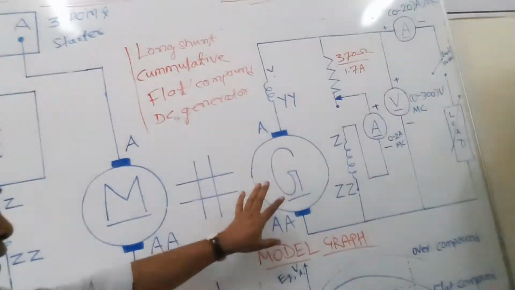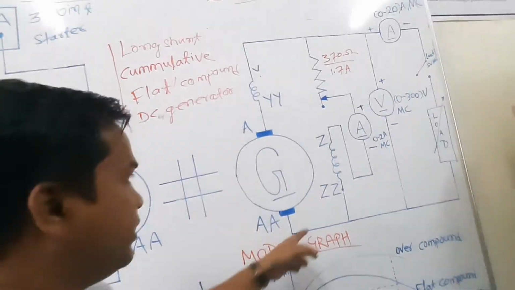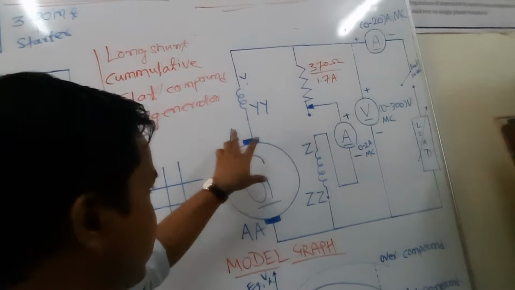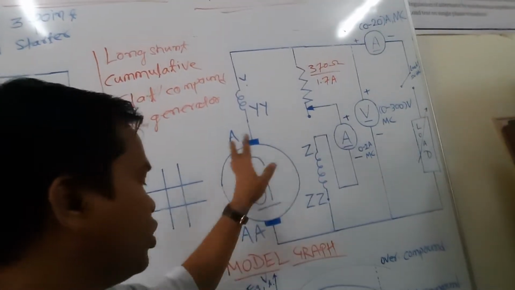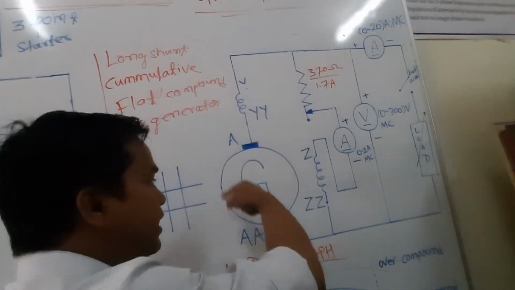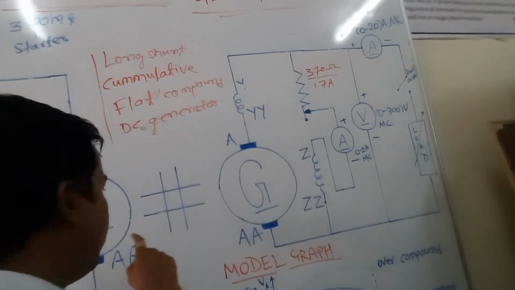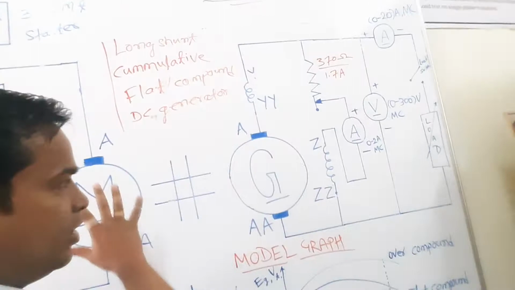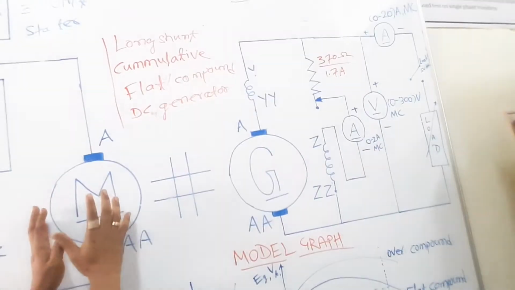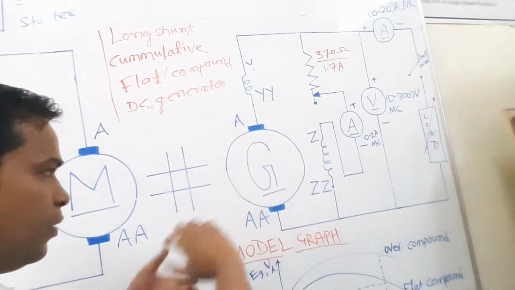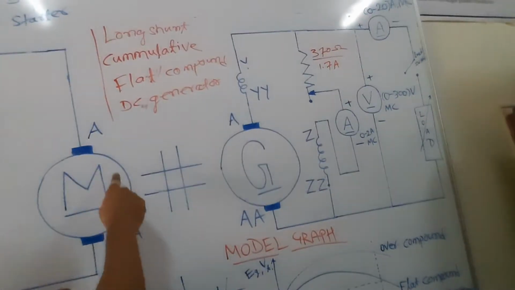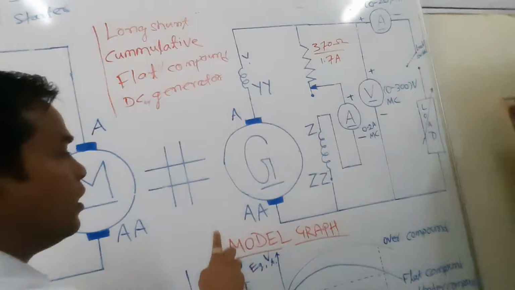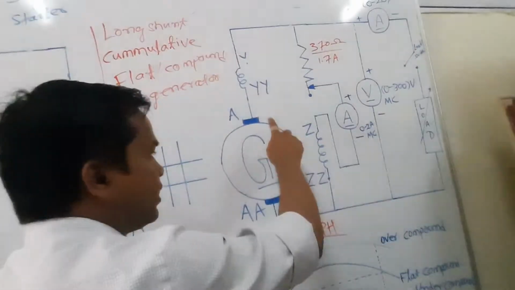So first, I want this generator to supply the load. Let me say that the speed of this generator is 1500 rpm because of the operation of this motor. How we are getting this speed we will see later. This is mechanically coupled to the motor, so if the motor is rotating at 1500 rpm, the generator will also rotate at 1500 rpm. So now let me say that it is rotating at 1500 rpm.